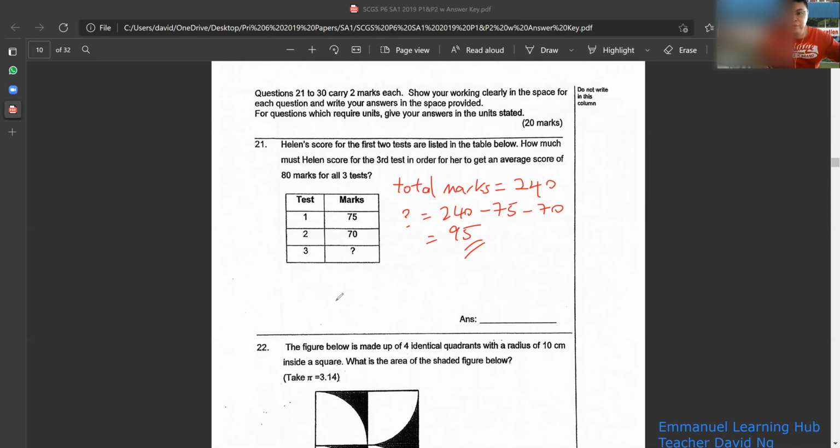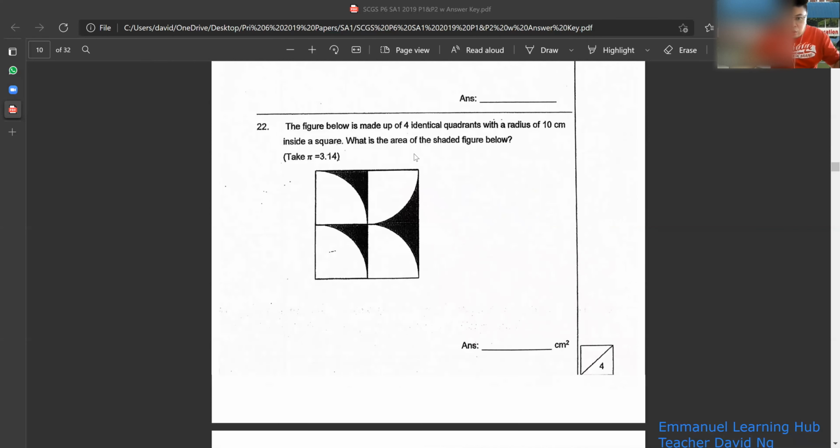Understand, no? This one? Because they tell you average marks for all three tests. So if they tell you average marks, you can find the total marks. Okay, if you're okay, then we move on to the next question. Let me quickly erase. Okay, then the next question is 26.